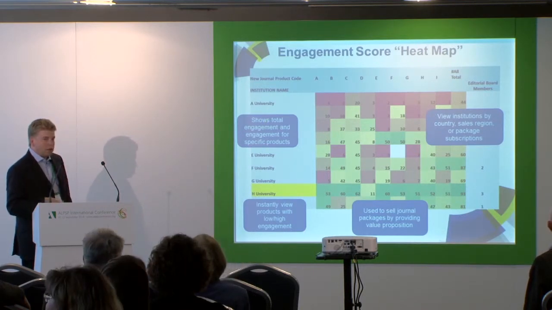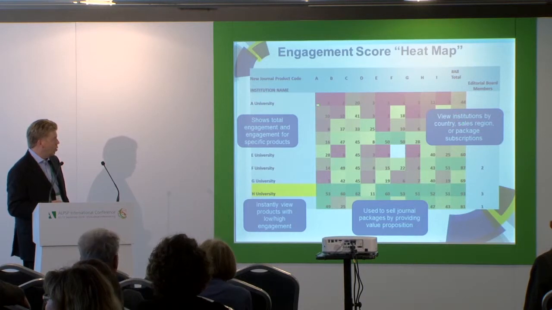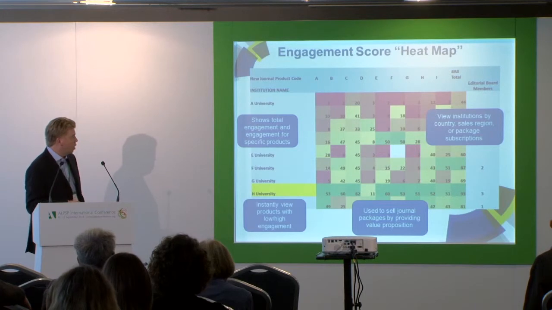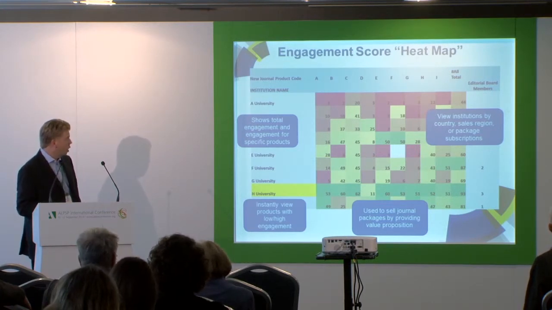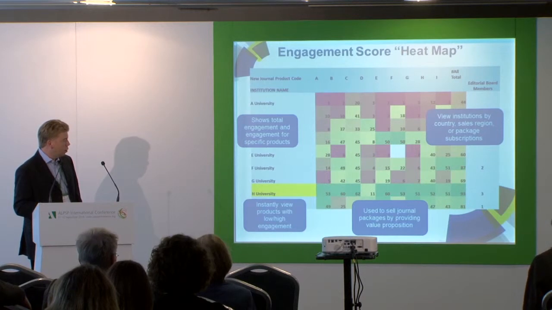The grey boxes outline some of the things we're doing here. So the total engagement is shown here down the column. We've got individual engagement on each product as well, which is quite useful. So we can actually see which products are most popular at that given university through this scoring. We can instantly see the products with low and high engagement, which is very useful.